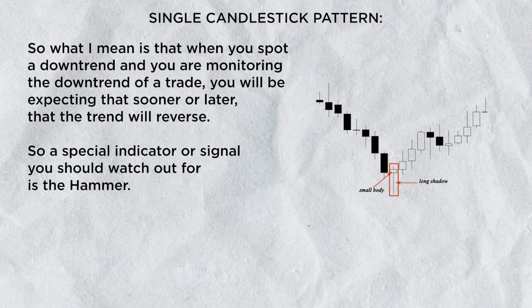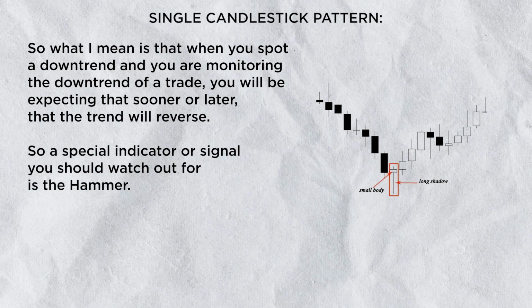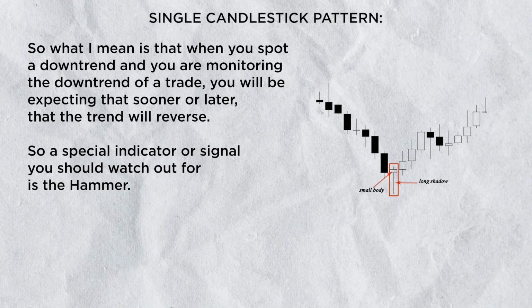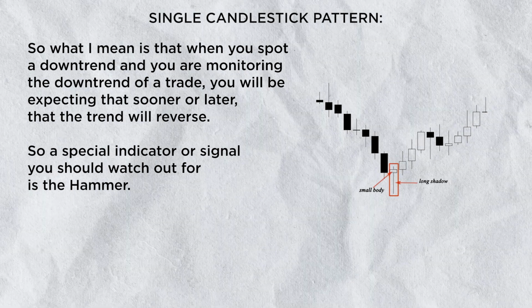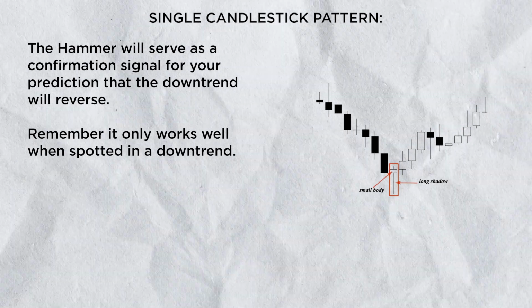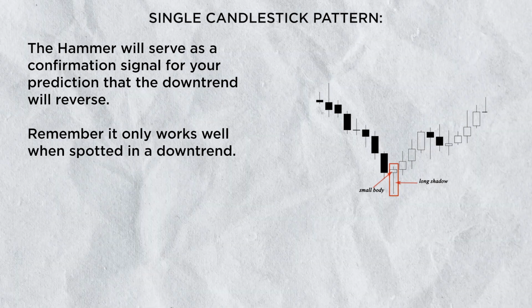So what I mean is that when you spot a downtrend and you are monitoring the downtrend of a trade, you will be expecting that sooner or later the trend will reverse. So a special indicator or signal you should watch out for is the hammer. The hammer will serve as a confirmation signal for your prediction that the downtrend will reverse. Remember, it only works well when spotted in a downtrend.